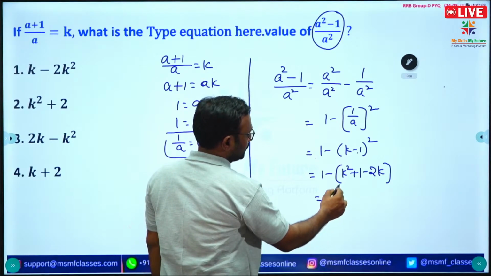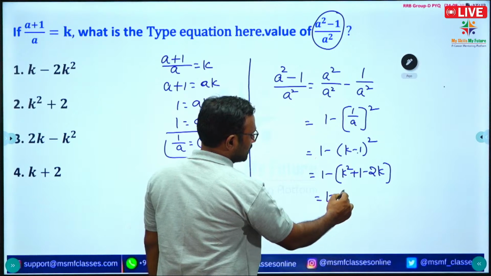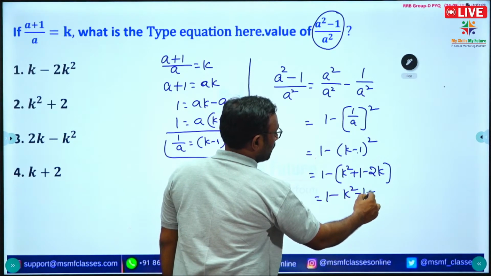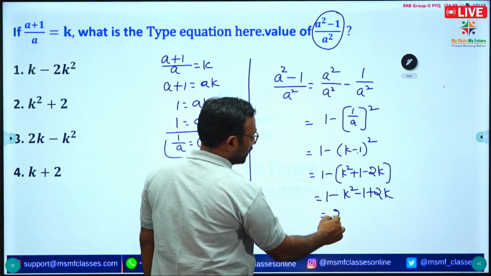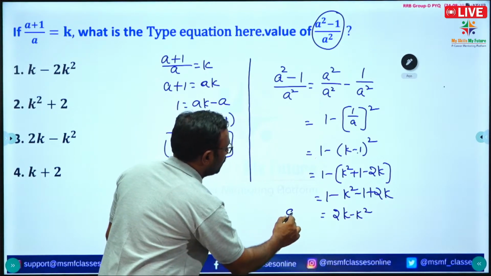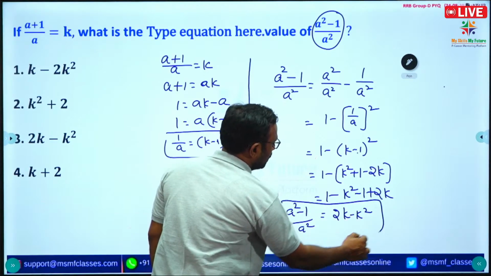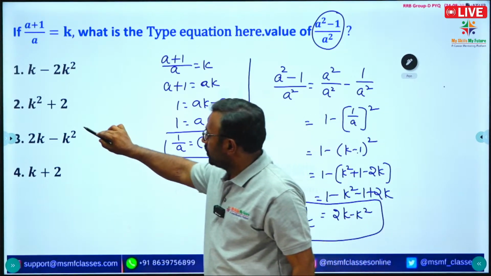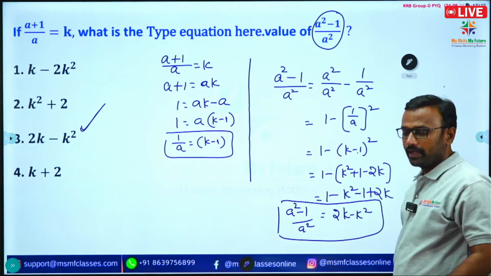So see here, 1 minus k square minus 1 plus 2k. So plus 1 minus 1 is cancelled, so 2k minus k square. So the value of a square minus 1 by a square is equal to 2k minus k square. So option 3 is correct, 2k minus k square.